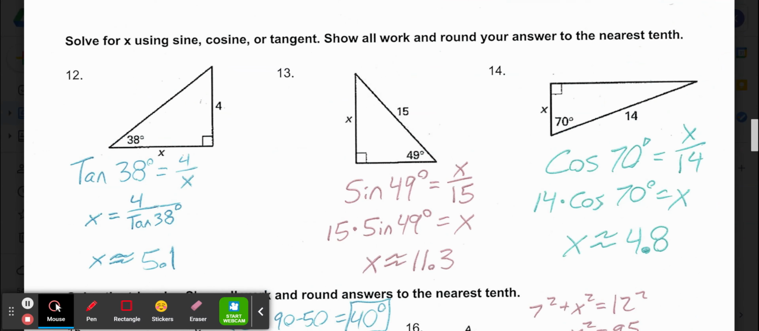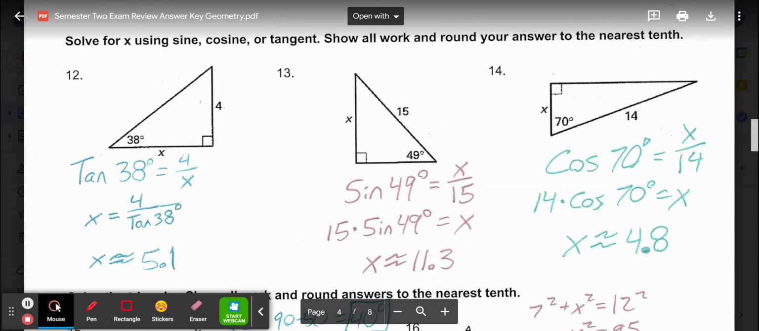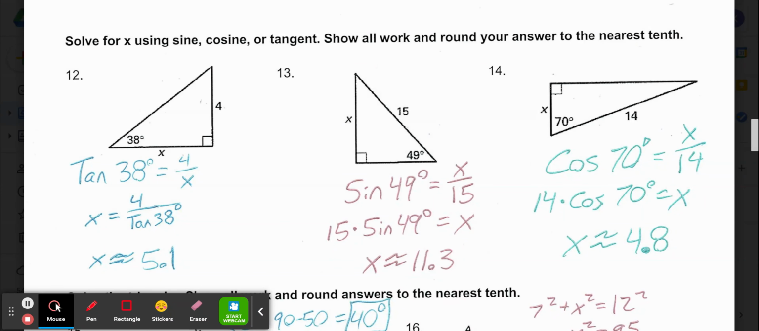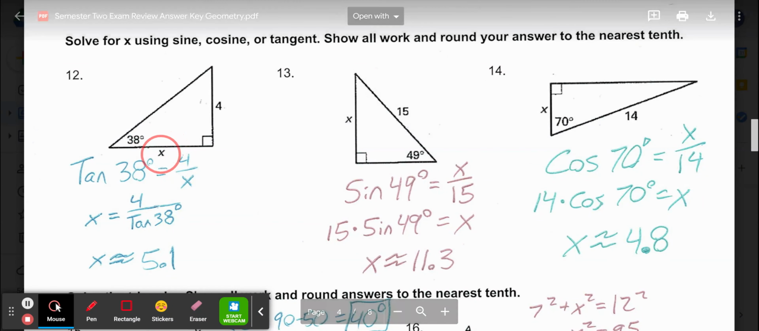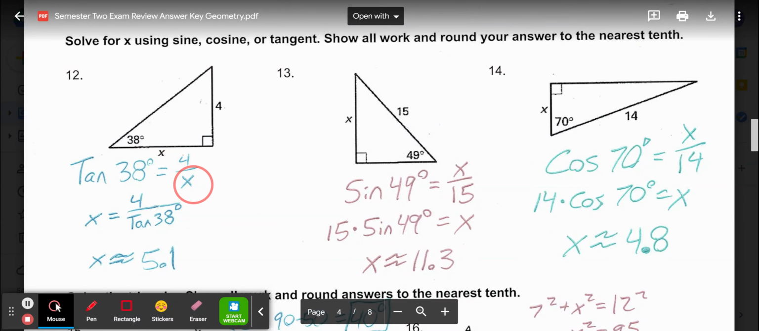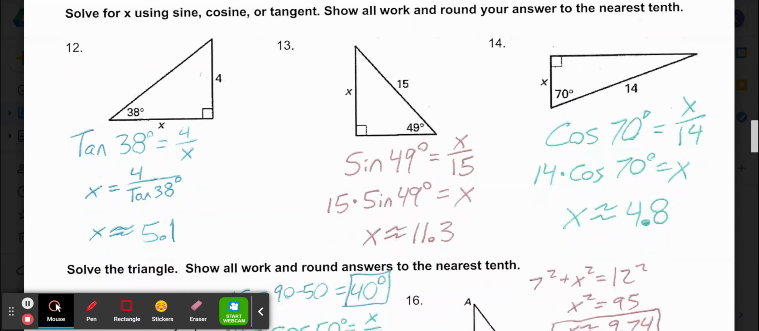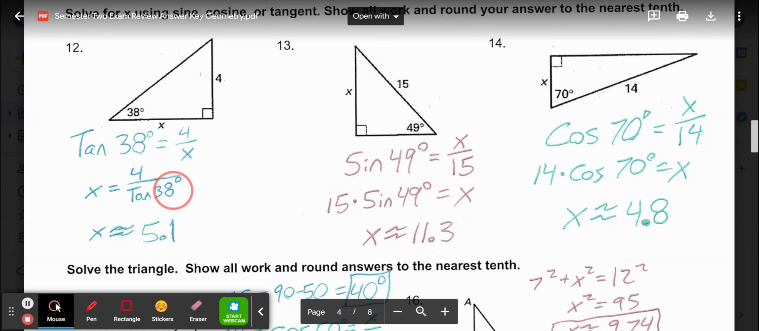Moving down to 12, 13, 14, we're looking at sine, cosine, tangent. So in 12, we would have a tangent scenario because we have the 38 degrees here, and we're looking at the side opposite and adjacent. So tangent is always opposite over adjacent. So tangent of 38 is 4 over x. To solve for x, it would be 4 divided by the tangent of 38, which is approximately 5.1.